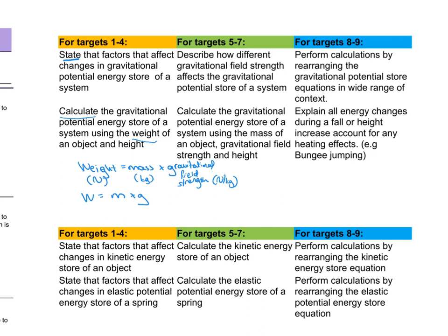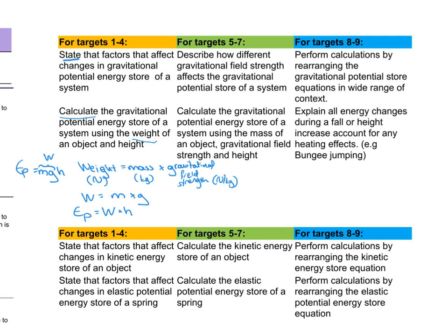Now, if I want to calculate the gravitational potential energy using weight instead of mass times gravitational field strength, we already saw that gravitational potential energy is mgh, so mass times gravitational field strength times height. In this case, I'm replacing mg by weight times the height. So for target grades 1 to 4, so mostly foundation papers, you will be required to do this simple calculation, and you should be able to recall that.